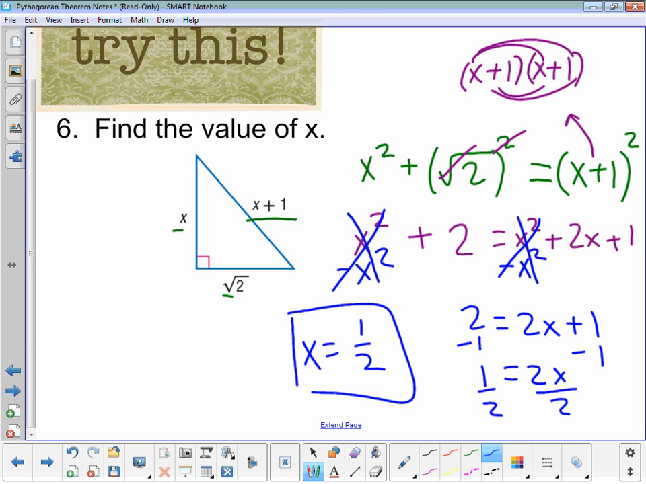All right, I want you to go ahead and pause the video at this point and try and work on number 7. See if you can find the value of x in that shape.